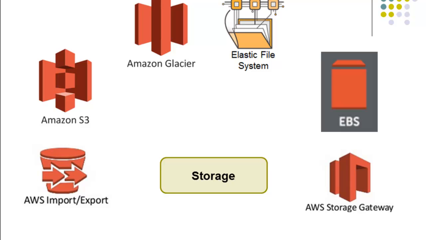Amazon Elastic File System, or EFS, is a file storage service for Amazon Elastic Compute Cloud instances. Amazon EFS is easy to use and provides a simple interface that allows you to create and configure file systems quickly and easily. With Amazon EFS, storage capacity is elastic. It grows and shrinks automatically as you add and remove files, so your applications have the storage they need when they need it. Alright, now let's move on to database service.